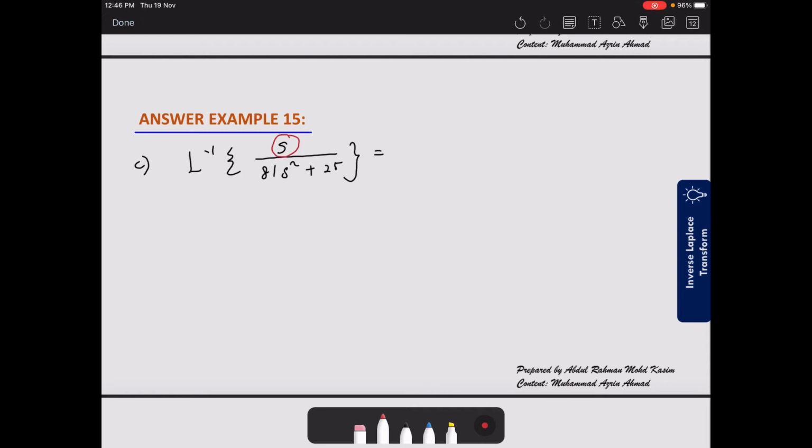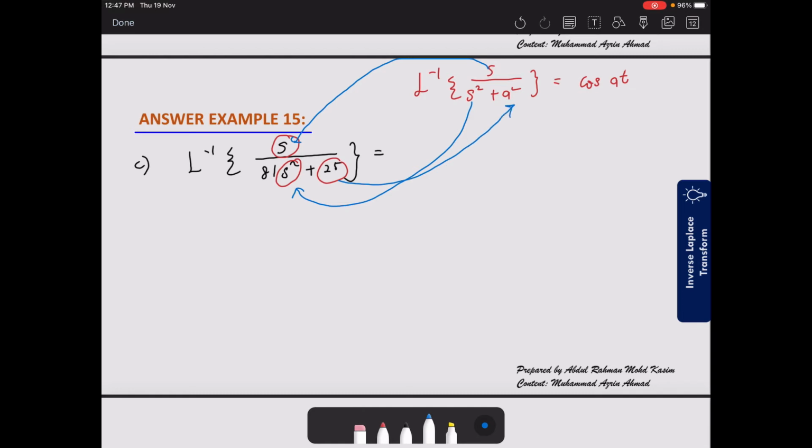Look at here, you have the s, but you have the number over here. By looking at the table, you will see that it is under cos at. S over s squared plus a squared is cos at. So let me rewrite for you. If you would like to inverse the function of s, we have s at the numerator, and we have s squared plus a squared over here. So what you will get in terms of t is cos at. So it's similar to this one. You have s over here, s over here, and a number over here. So this is the correct reference that you need to refer to.